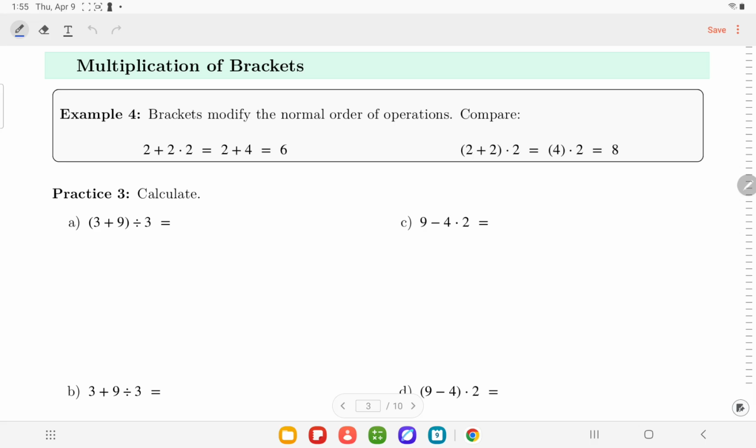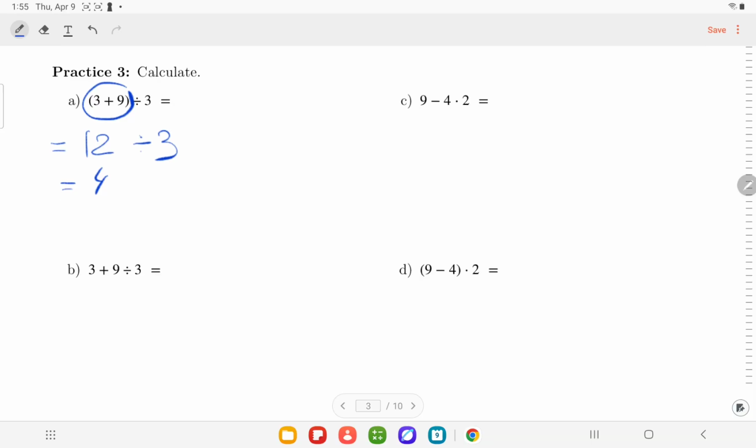So now we're introducing brackets into our equations. Following BEDMAS, brackets is the first thing that you should tackle. So in A, for example, when you see 3 plus 9 in brackets, you know that that is the first thing you should calculate. So 3 plus 9 is 12 divided by 3, and then we can look at the division. However, looking at B, where there are no brackets, following BEDMAS, we have to do the division first. So we'll end up with 3 plus 3, giving us 6. So as you can see, we get 2 very different answers.